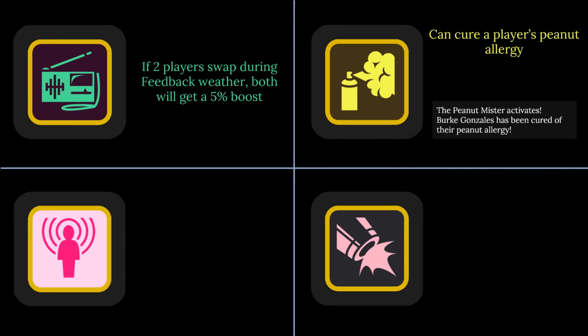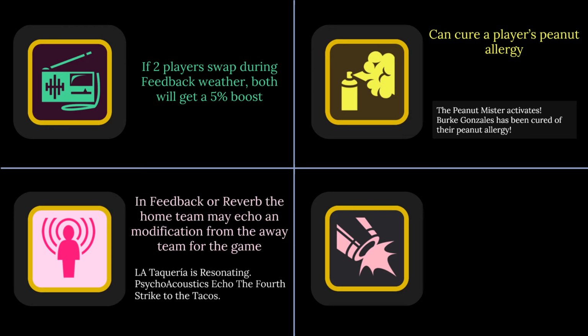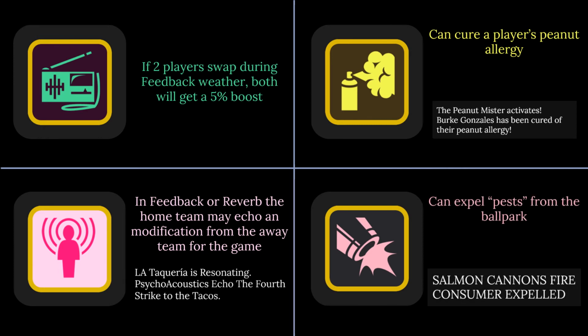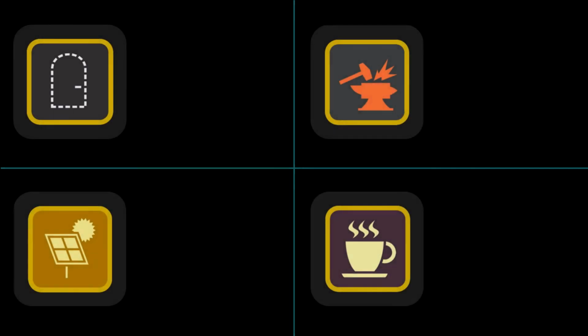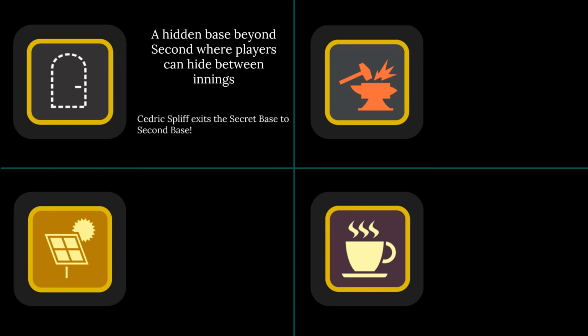Psychoacoustics allows the home team use of the away team's modifications if they're playing in feedback or reverb weather, as the stadium can echo them. Salmon cannons expel pests from the stadium. This is mostly consumers, but has, unfortunately, also included players. Secret base is a base beyond second where runners can hide between innings, allowing them to re-emerge at a different time. The smithy will occasionally repair items, and we have not yet seen this in action.